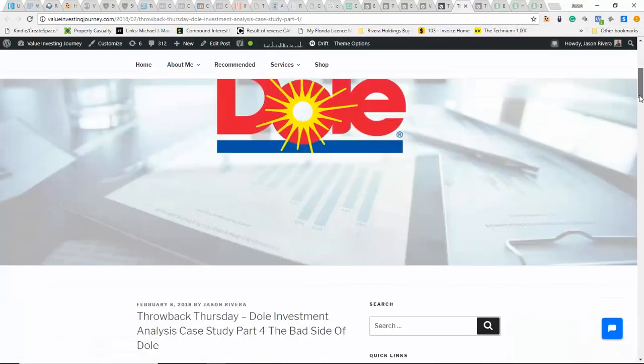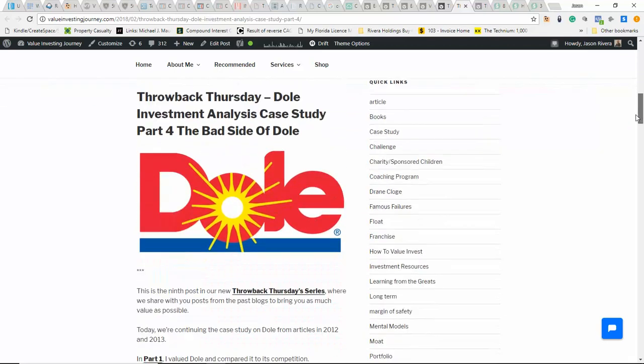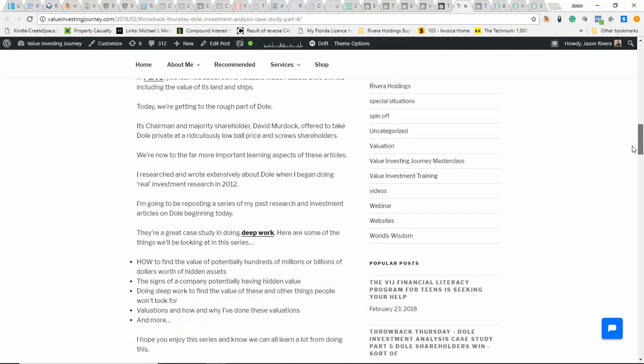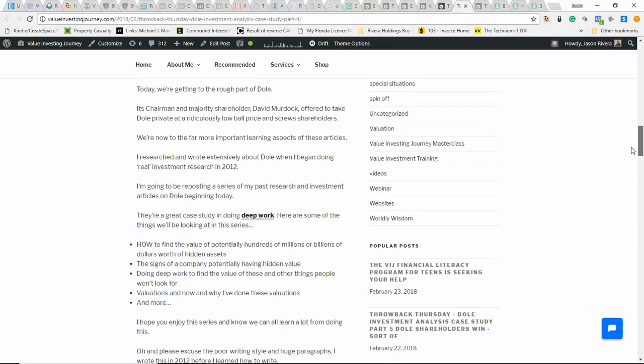Section 4, we started getting into the bad side of Dole. And again, I don't want to rehash it here because frankly it's just going to make me mad, because I still get mad thinking about it. But there are upsides and downsides to large insider ownership. Most of the time, I don't mind large insider ownership if you can trust management. In this case, it turned out we could not trust management, which is why I sold my shares after getting a huge gain in Dole.